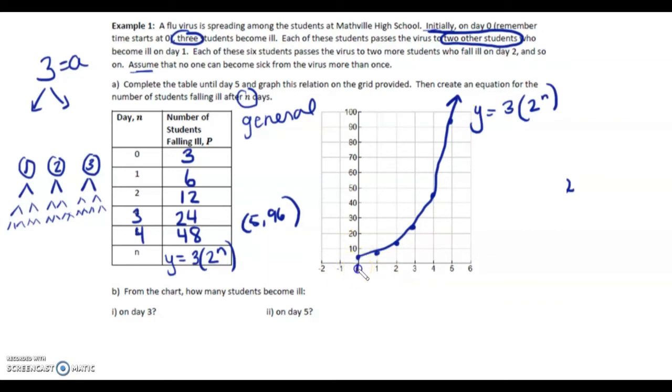In this question, time starts at time equals 0, so the domain is not going to include any negative numbers. Okay, so from the chart, we can look: how many students became ill on day 3? Well, 24. And what about on day 5? That's our 96.